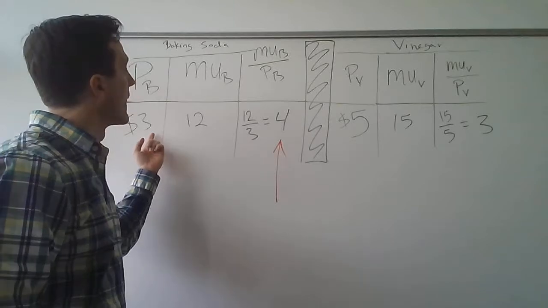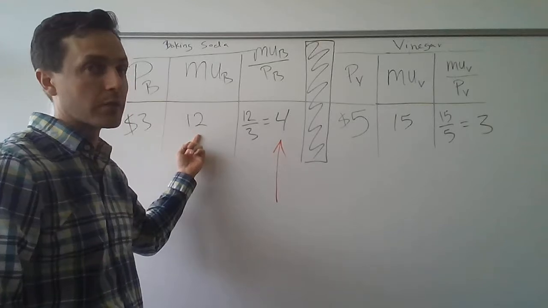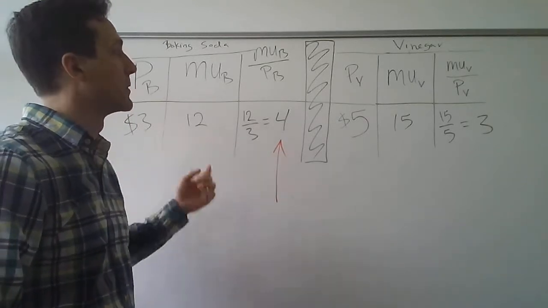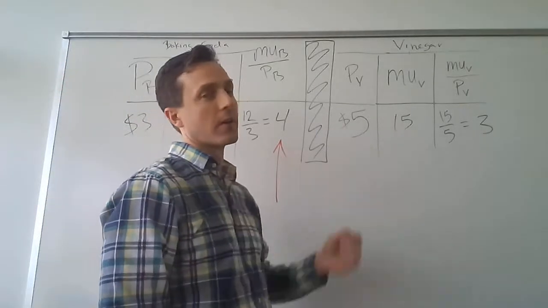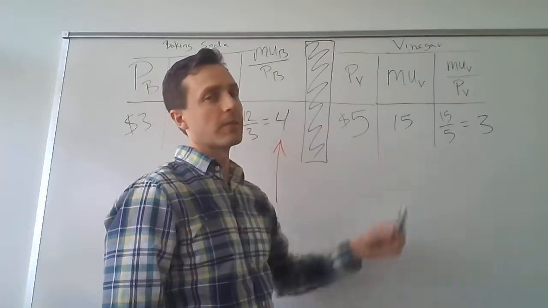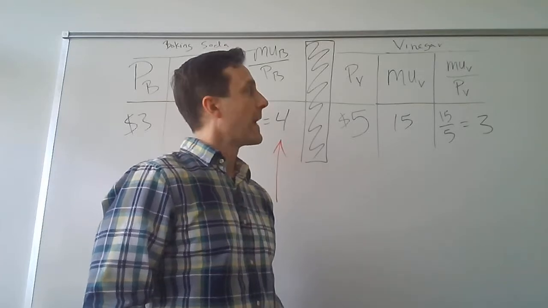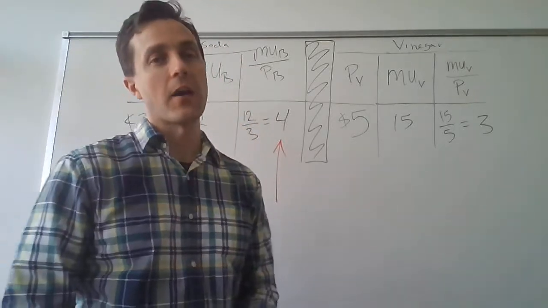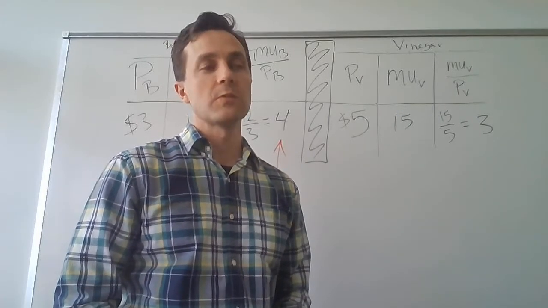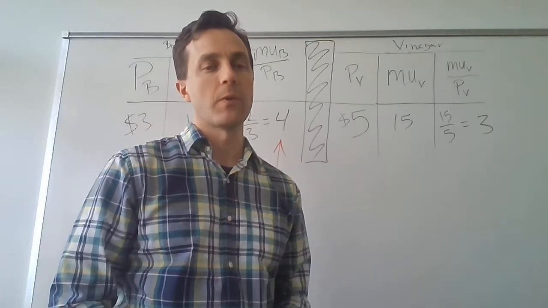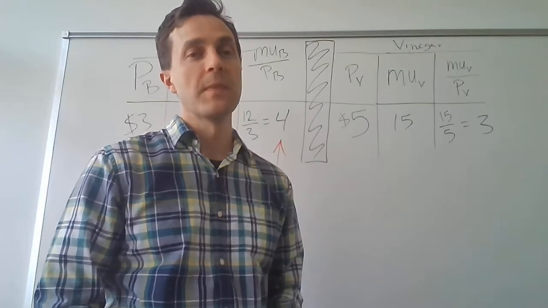per unit, and she can get a marginal utility of 12 utils from consuming an extra unit of baking soda. Whereas vinegar costs $5, and her marginal utility is 15 utils per unit of vinegar that she buys. Okay, and so using this information, we can actually figure out, given that she wants to maximize her utility, what she would buy next, right? So what she should spend her money on now, assuming she has diminishing marginal utility, right?